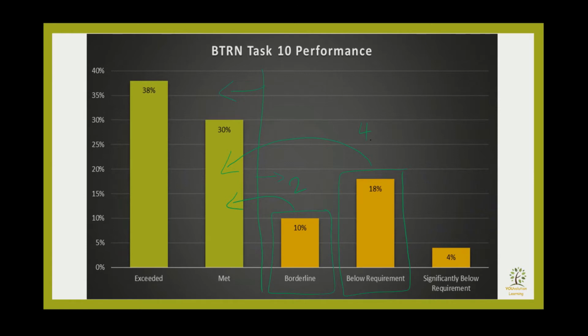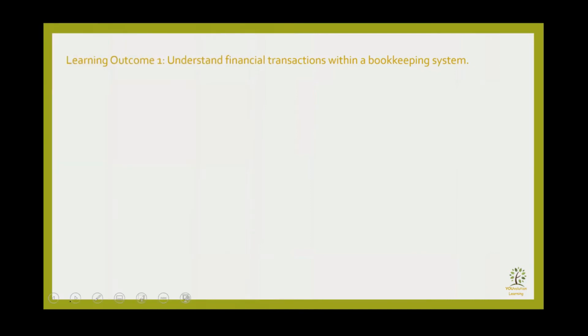What I'm going to do is go through some of the key points that the examiner has said in their examiner's report, and then I'll break this task down so it's really easy for you to manage when you come to tackle it in the real exam. The examiner tells us that task 10 is looking at learning outcome 1, which is to understand the financial transactions within a bookkeeping system.